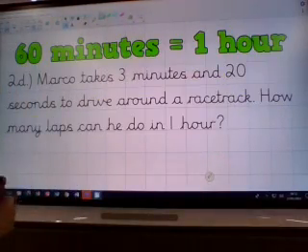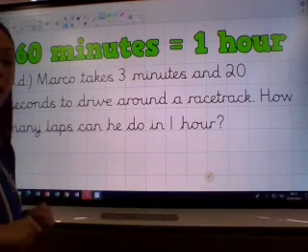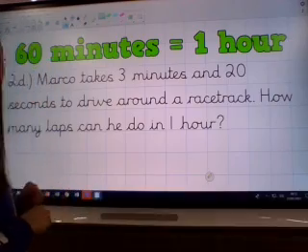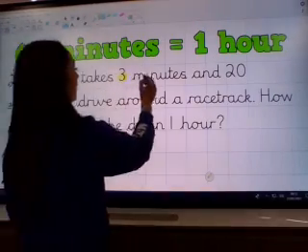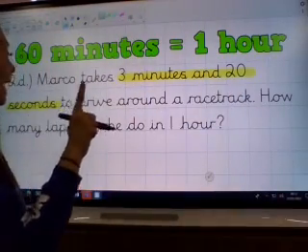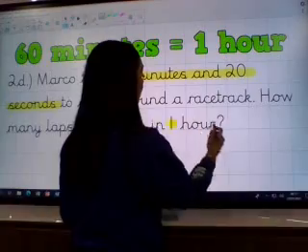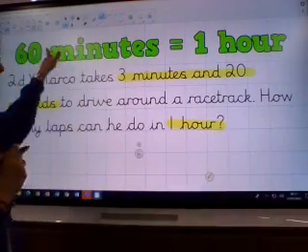Okay, on D then, it says Marco takes 3 minutes and 20 seconds to drive around a racetrack. How many laps can he do in 1 hour? So if he takes 3 minutes and 20 seconds to do 1 lap, how many laps can he do in 1 hour?